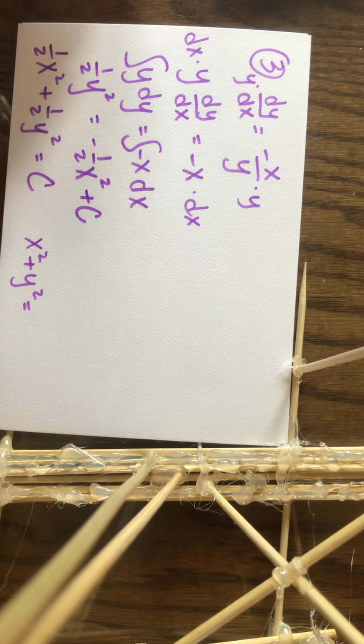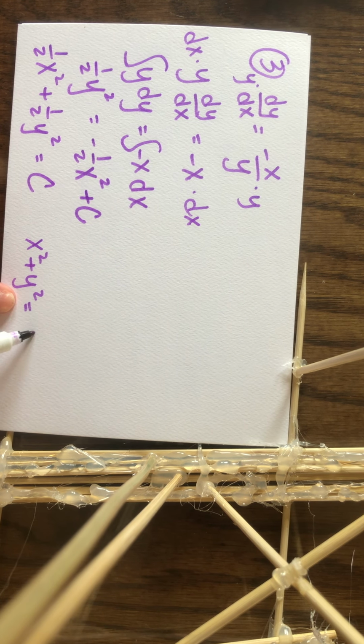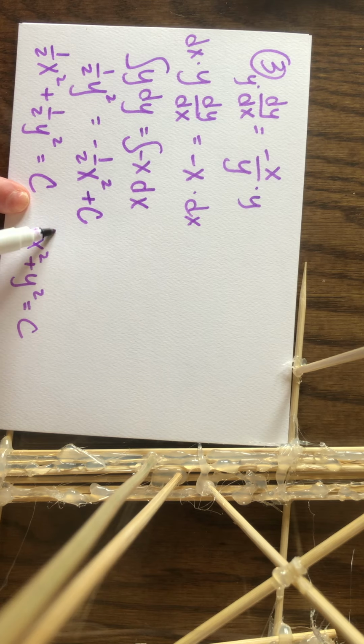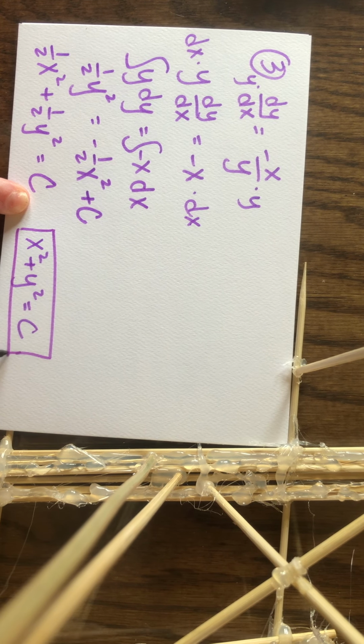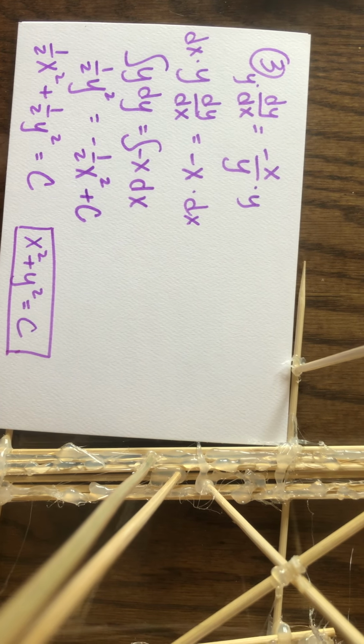Well, it's still a constant. It's just 2 times my original constant. So I'm just going to leave it still as plain old c. This is the general solution to that particular differential equation.